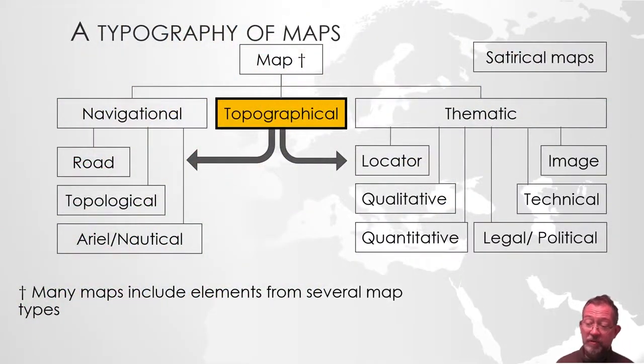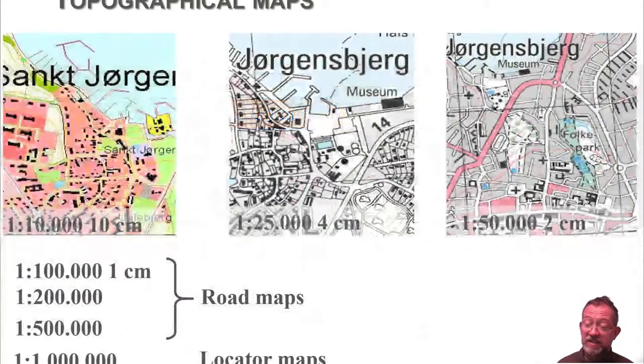The topographical maps can often be difficult to distinguish from the road map and the locator map. In general, you can say that as the scale of the map goes down, it typically changes from being a topographical map to a road or locator map. So let's look at some examples here.